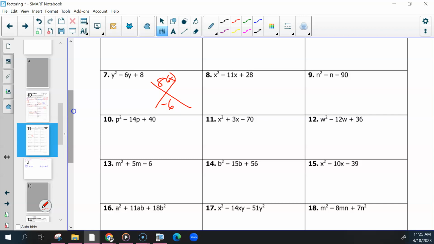So let's think about what would happen to get a positive 6 first. Cameron? 4 plus 2. How would we make it a negative 6? Cameron? So if they're both negative, then they multiply to be a positive and add to be a negative. So with these type of examples, you'll have to be thinking about that. So y minus 4, y minus 2. Questions on that one before we do a couple more?